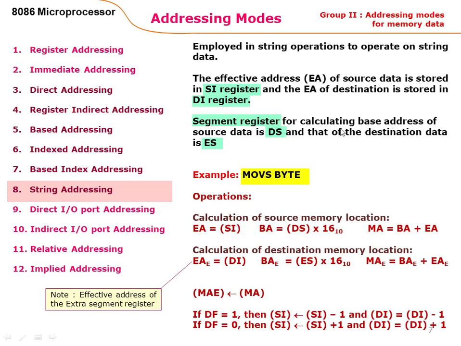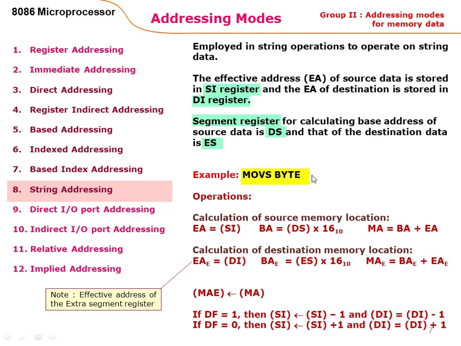The segment register for calculating the base address of the source is the data segment register, and that of the destination data is the extra segment register. With the help of the data segment register and source index register, we calculate the memory address of the source data, and with the help of the extra segment register and destination index register, we calculate the physical address of the destination where the string byte is to be stored.